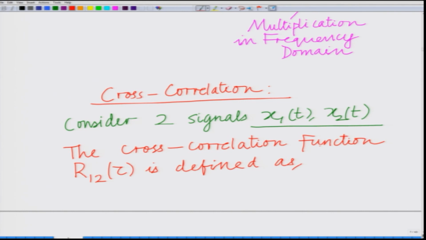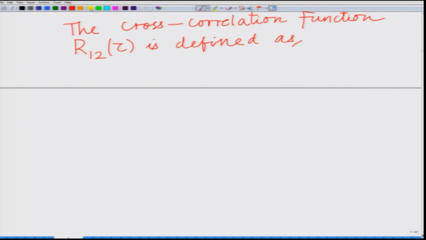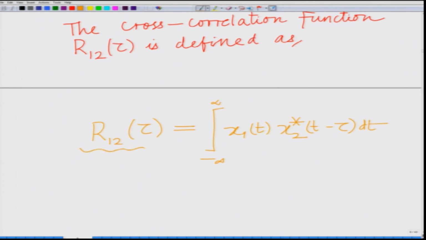is defined as r12(tau) equals integral from minus infinity to infinity x1(t) x2 conjugate(t minus tau) dt. This is r12(tau), the cross correlation function.